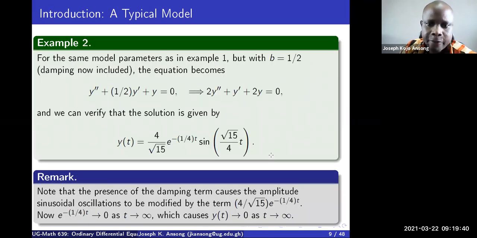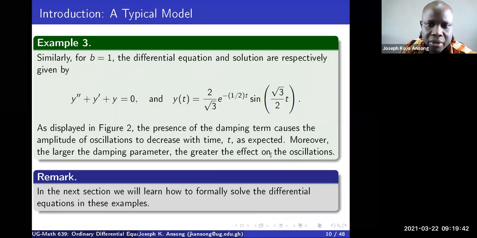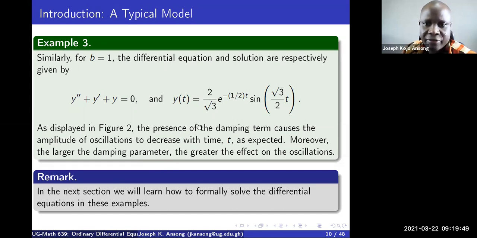Okay, so this was the second example. This is the third one I just described. In this case, b is 1, the damping is 1, which is greater than the half, and the solution is given by this. Okay, so the presence of the damping causes the amplitude of the oscillations to decrease with time, as you would expect, right? And moreover, you see that the larger the damping coefficient, the greater the effect you have on the amplitude of oscillation, okay?